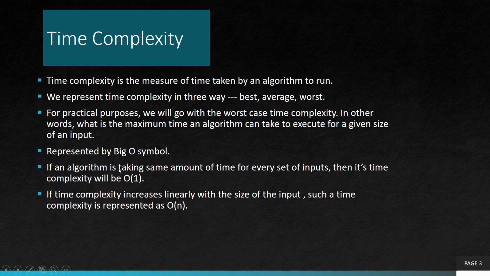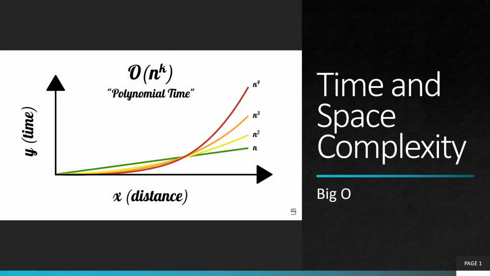Then we represent time complexity by big O notation. If an algorithm is taking the same amount of time for every set of inputs, then its time complexity will be big O of 1. If time complexity increases linearly with the size of the input, such a complexity is represented by big O of n. And how will the time complexity graph look, if it is time against input, and how it will change with respect to input? If it is linear, then the graph will be like this. If it is n square, then it will be like this.